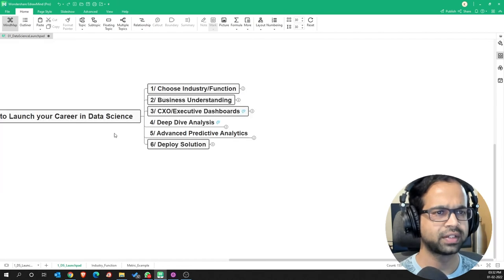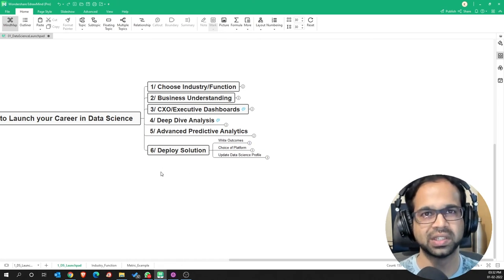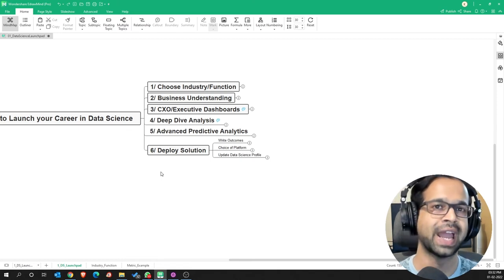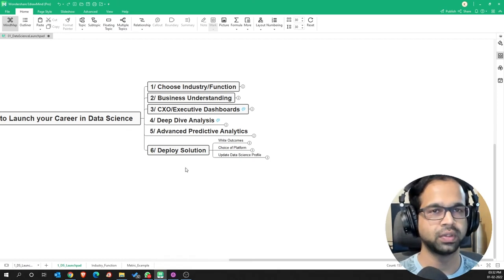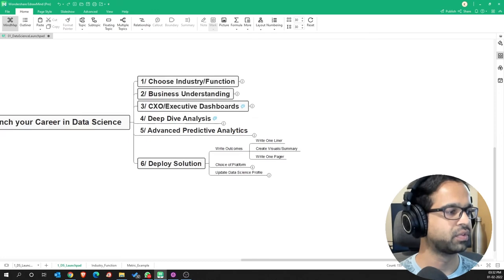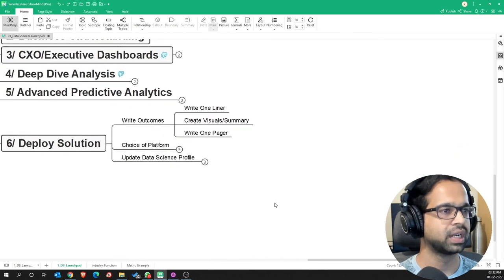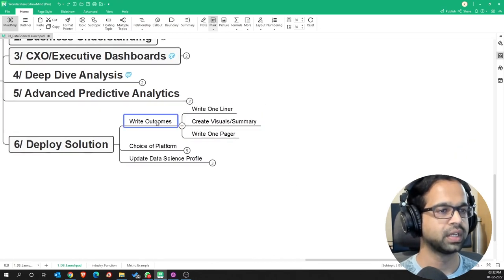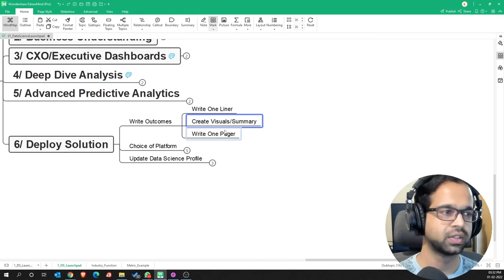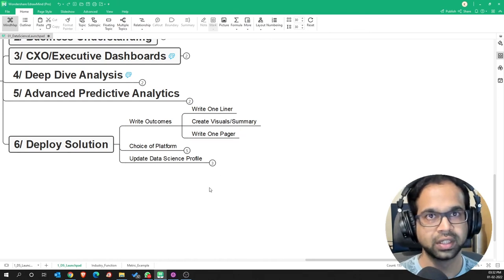Now, after you've done some predictive analytics, what next? You need to be able to deploy the solution and bring actionable insights. You need to be able to write your outcomes in one-liner formats, and then create visuals, charts, or summaries to explain your ideas. You should be able to write a one-pager of the project you have done, so you can communicate with different stakeholders. This is key, guys, right?